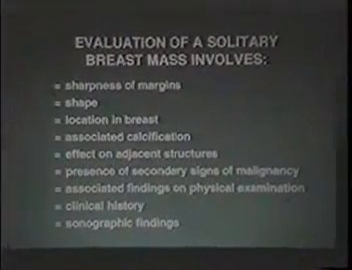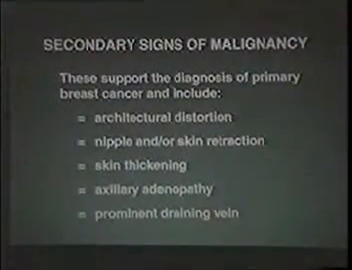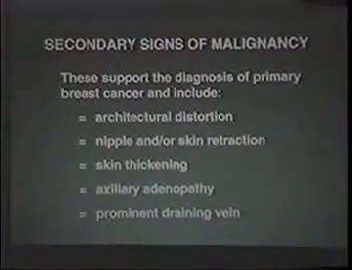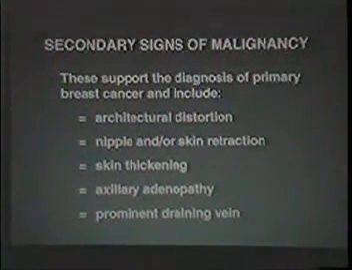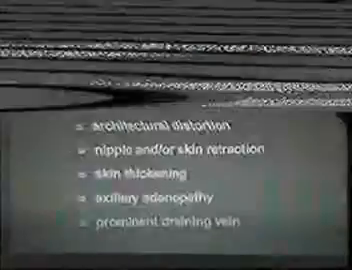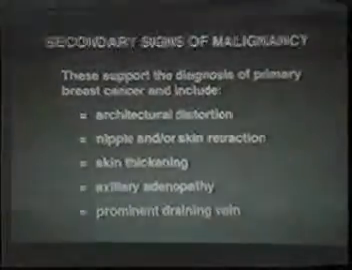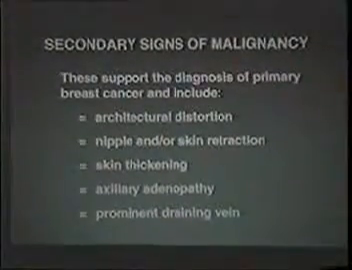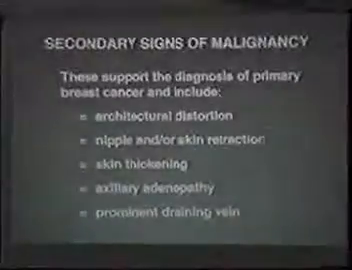The secondary signs of malignancy are those signs of breast cancer that are incited by the tumor mass itself but are not actually the tumor mass. And they include disruption of the adjacent architecture in the breast, alteration in the size or configuration of the nipple, the presence of skin thickening, the presence of axillary adenopathy, and the presence of a prominent draining vein. The presence of these makes us more suspicious, when associated with a solitary lesion, that what we're looking at is a cancer.